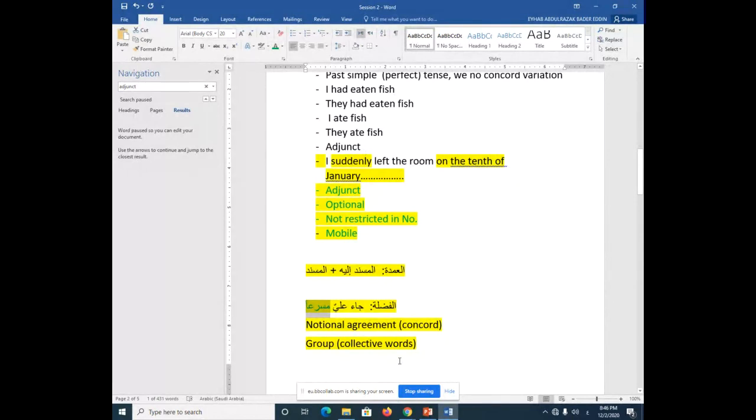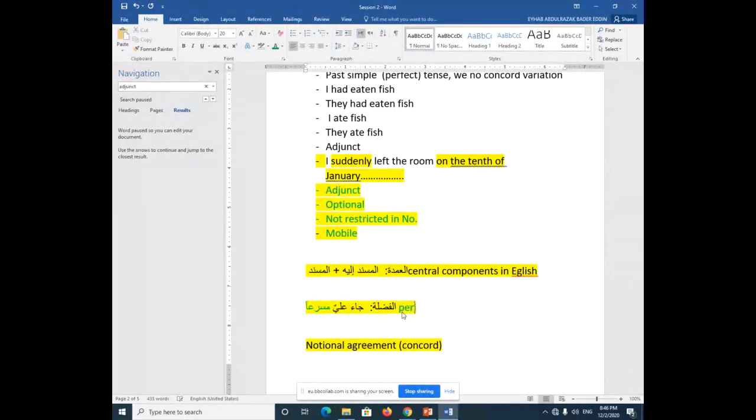With which you can complete the sentence without. It is something very similar to what we call adjunct. مسرعا here, or الفضلة, is like adjunct. That's why it came to my mind now. Okay, so العمدة, المسند and المسند إليه are central components in English. They are central components. الفضلة مثل مسرعا بنسميه بالإنجليزي أحيانا peripheral components, like we said, or adjuncts.